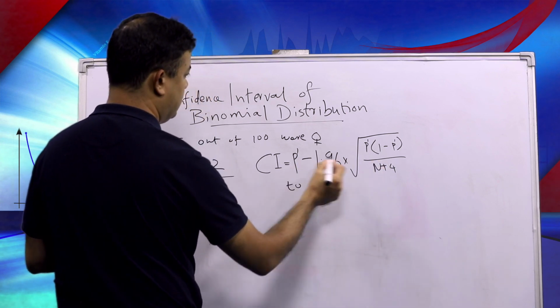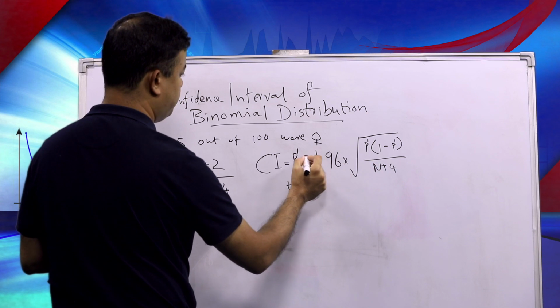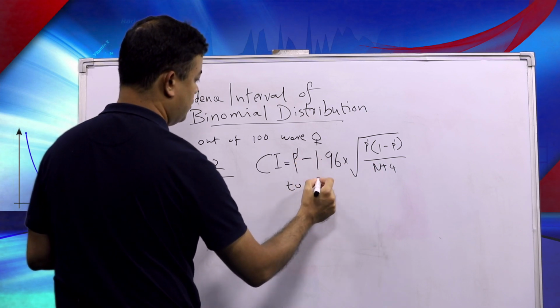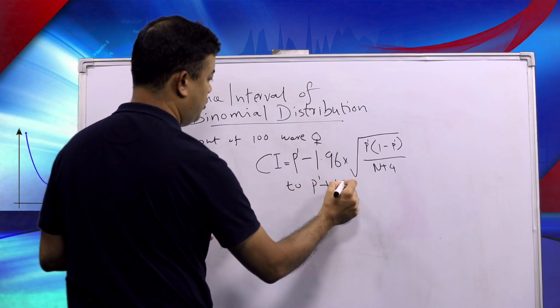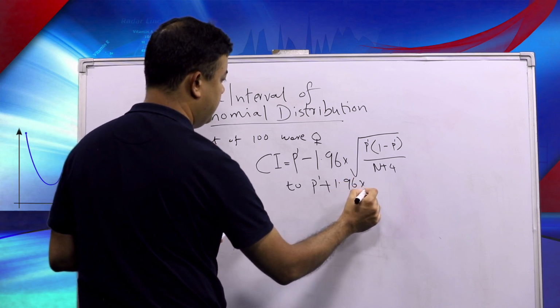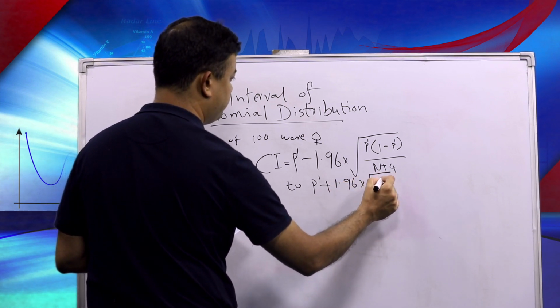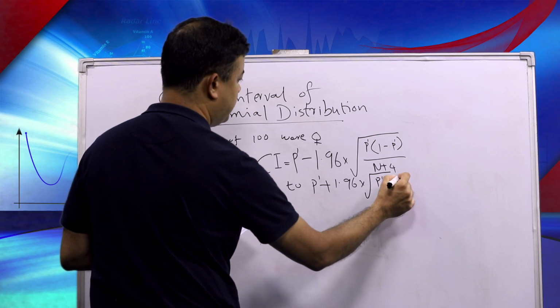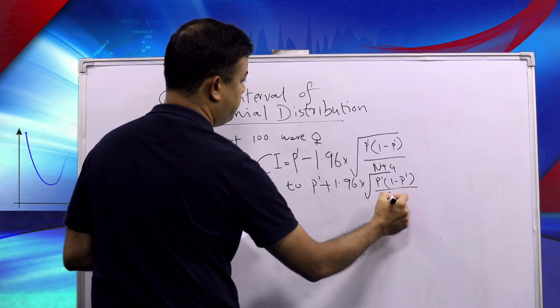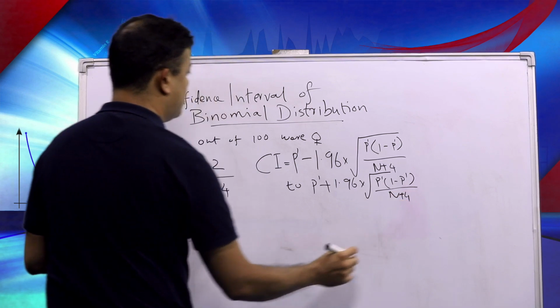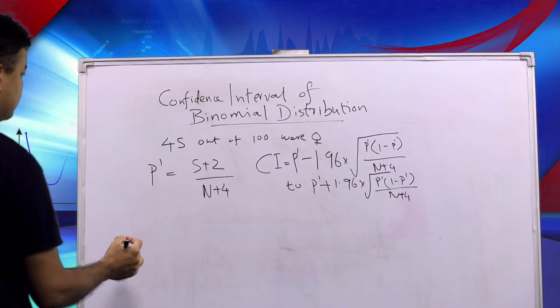So the same thing, only difference is that instead of minus, it will be plus. So let us write down P prime plus 1.96 multiplied by root of P prime into 1 minus P prime divided by N plus 4. So the first step is to calculate the P prime. Let us do that first.